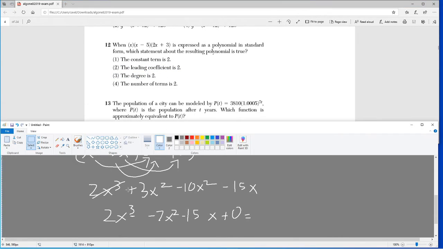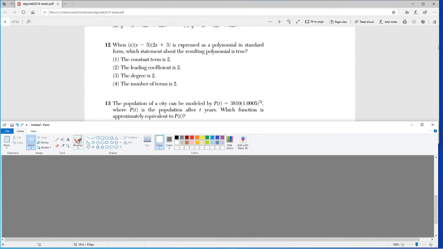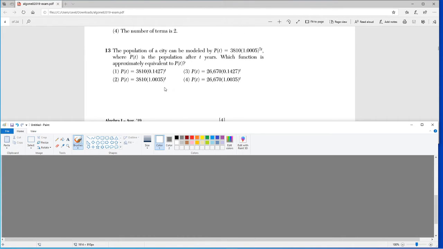So choice number 2 is the answer for number 12. All right. The population of a city can be modeled by P of t is equal to 3,810 times 1.0005 to the 7t power, where P of t is the population after t years. Which function is approximately equivalent to P of t?